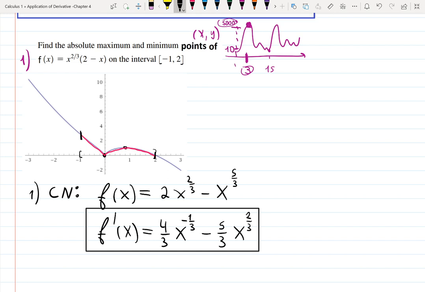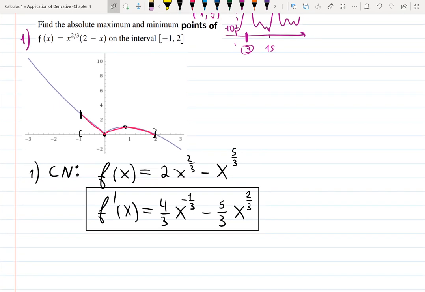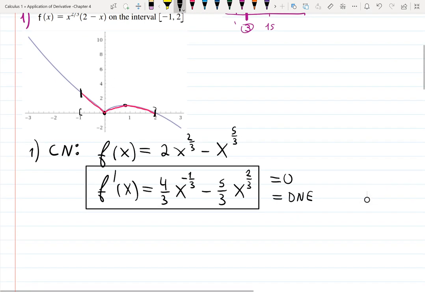So now what do we need to do here? This is my derivative. I want to find where it is 0 and where it is DNE. Okay, I will write this down. I want to know where it is 0 and where it does not exist. Yeah, it doesn't look nice.